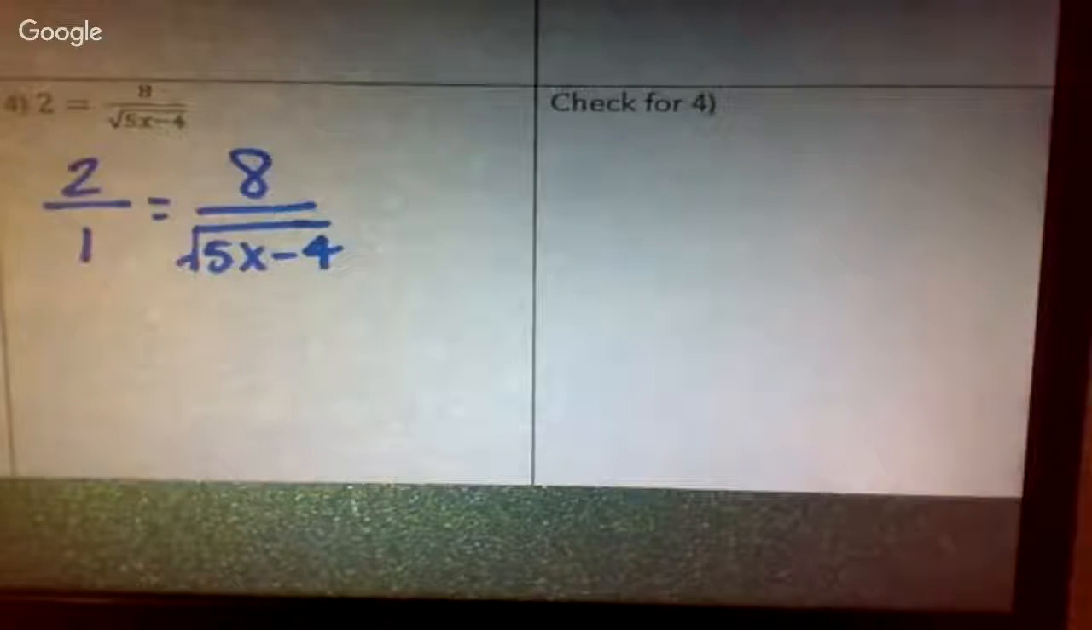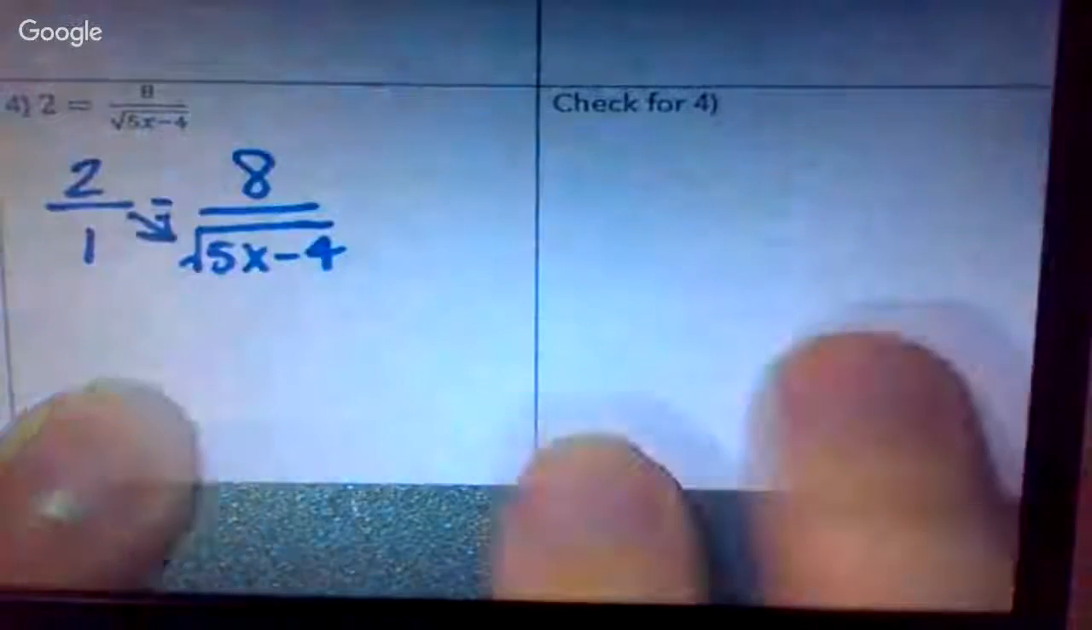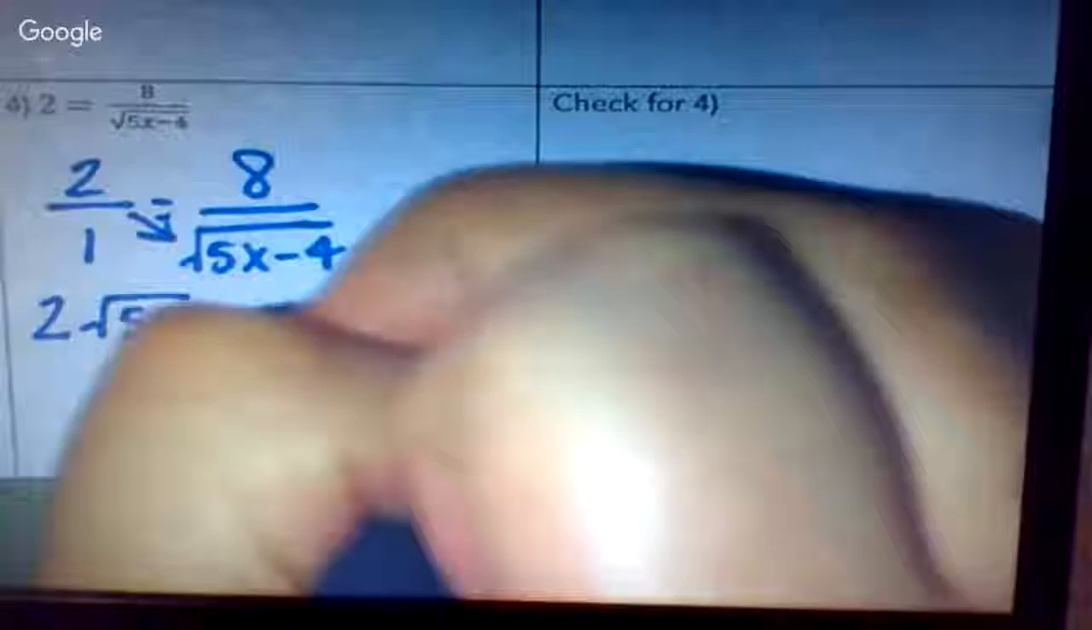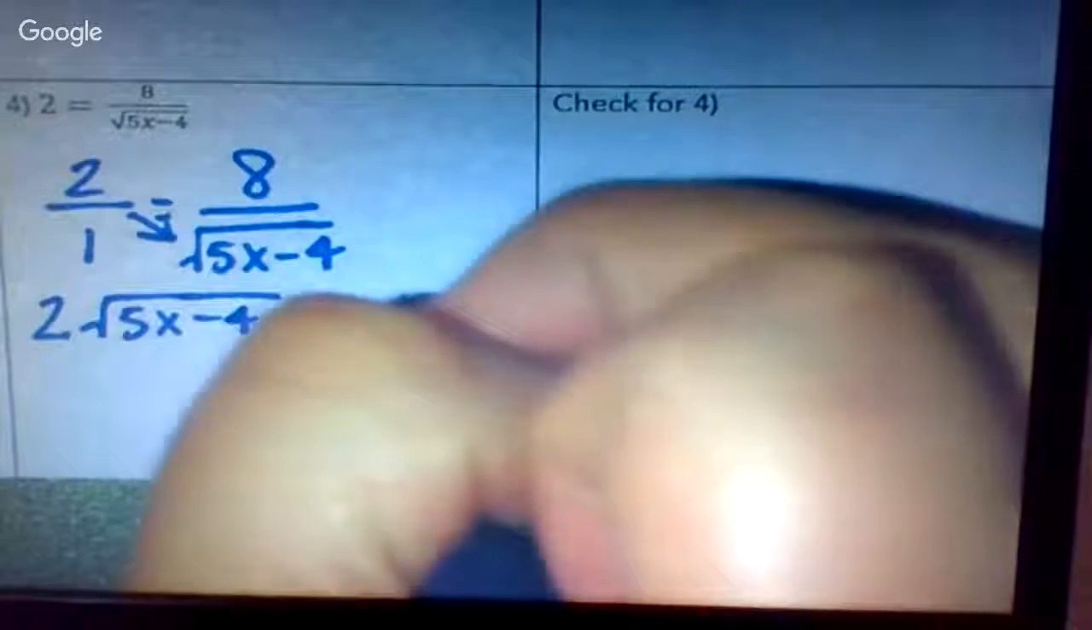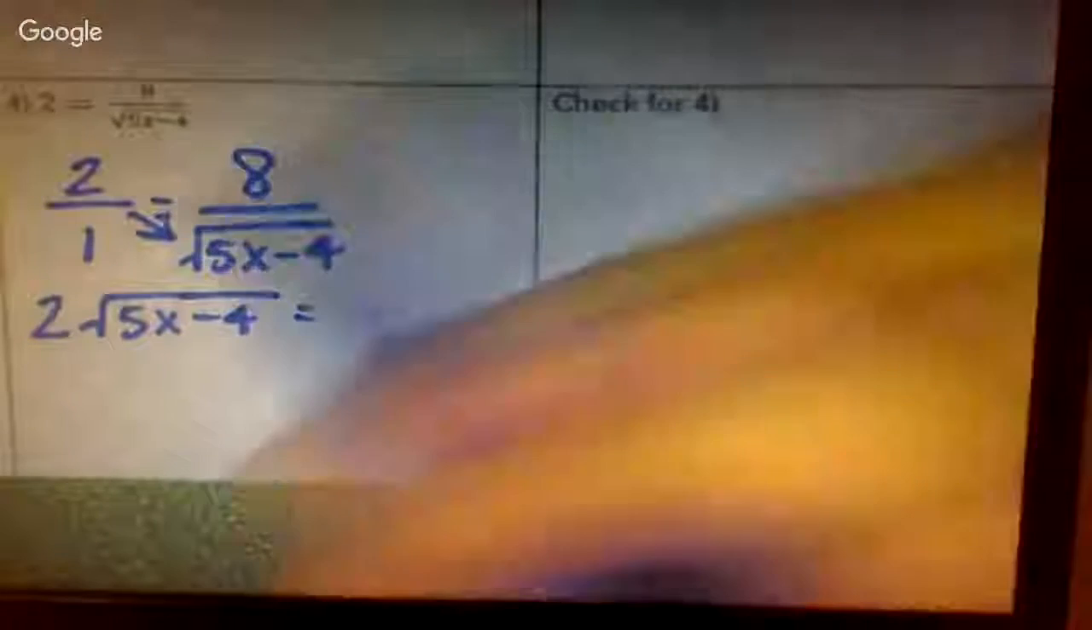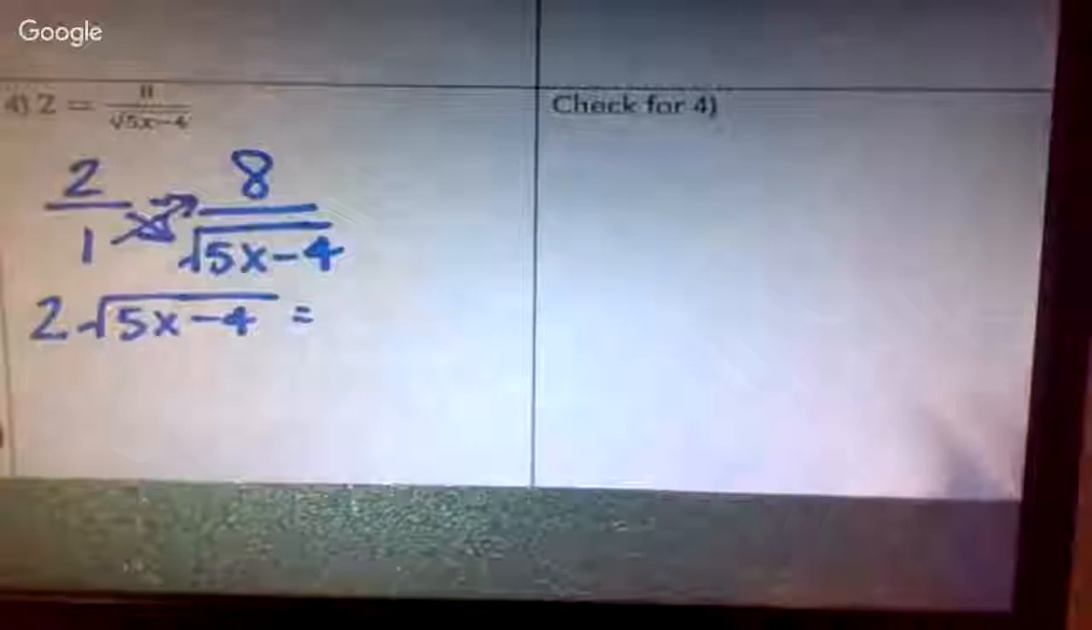Okay, now when you have a proportion, we do something called, does anybody remember? Cross multiply. We cross multiply. So we multiply 2 times the square root of 5x minus 4. 2 times the square root of 5x minus 4 equals, when I cross multiply the other way, 1 times 8 is 8.